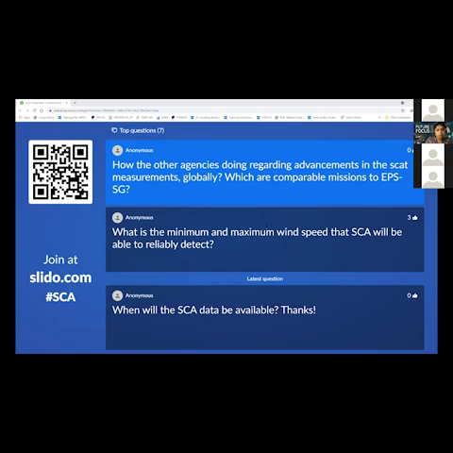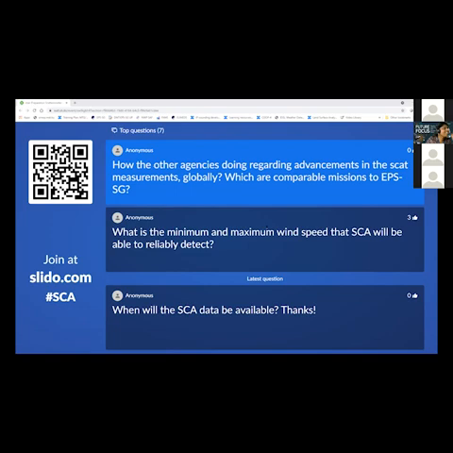There's actually a comment in the chat box. It says that the Chinese HY2D satellite was launched yesterday, successfully launched yesterday. Good. So there's a scatterometer there, right? Yeah, what you mentioned earlier. So congratulations, and yes, good news.